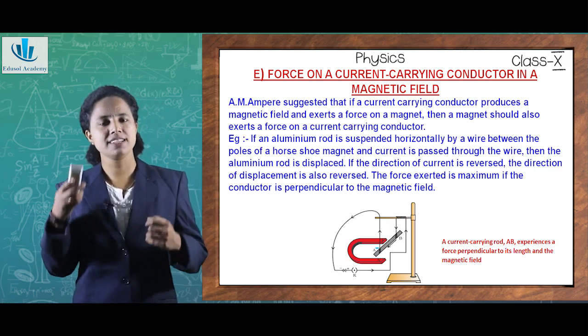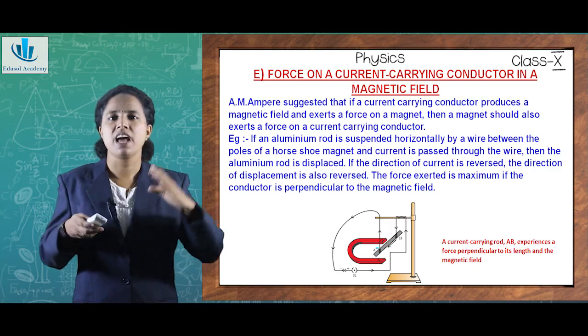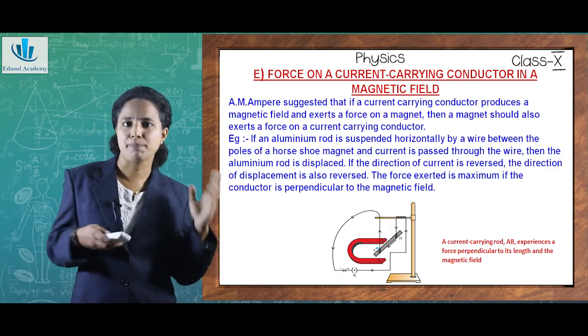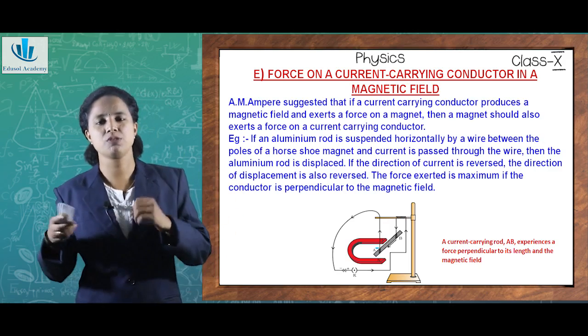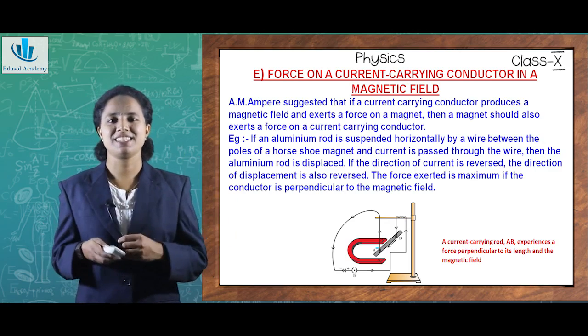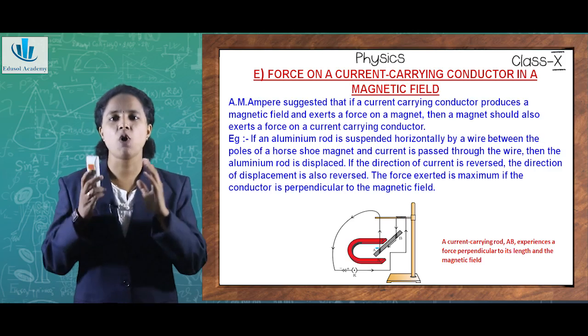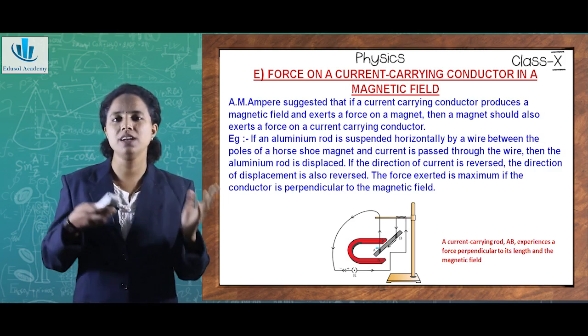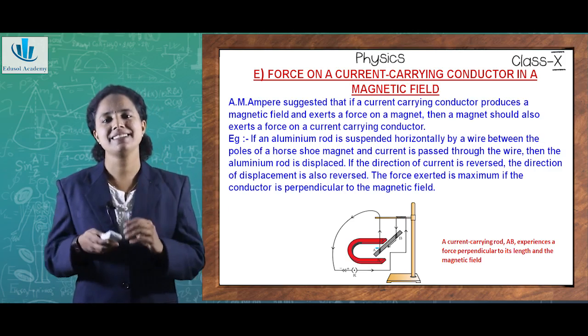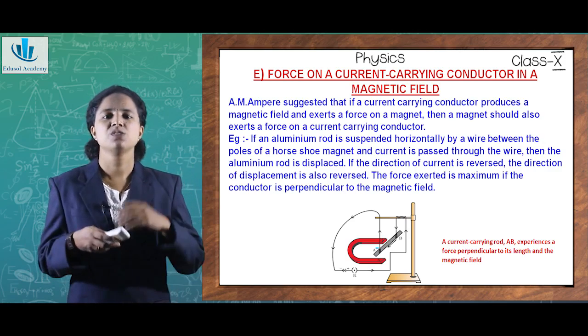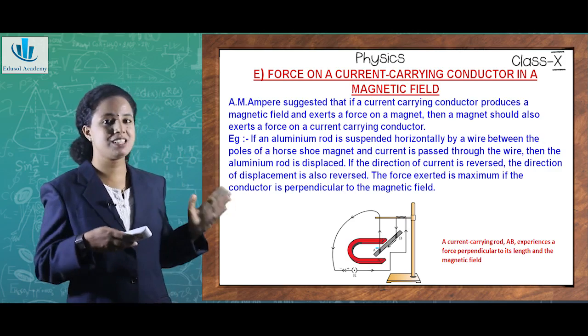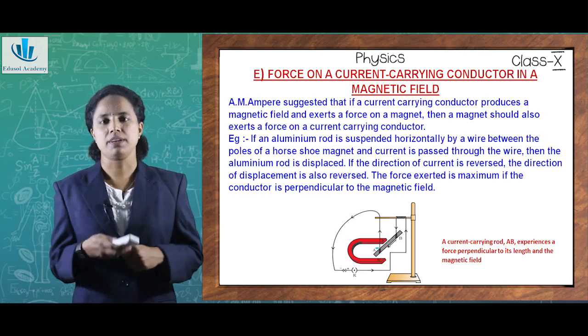So if the current carrying conductor exerts a force on the magnet, then the magnet should also exert a force on the current carrying conductor. That is, they act in both directions, or they have an effect on each other simultaneously. This can be verified by using this particular experiment.